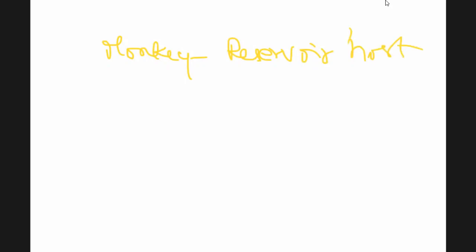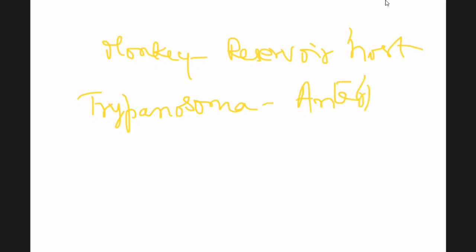Then for this Trypanosoma also there is a reservoir host in Africa. There is an antelope by name gnu. Antelope looks a little like a deer. Both are not the same.